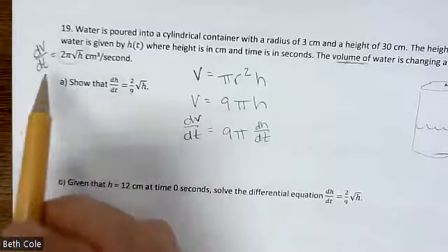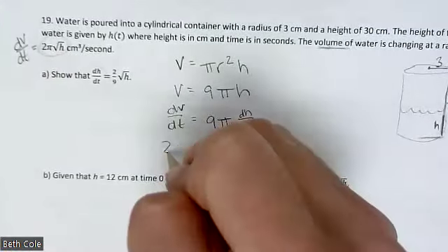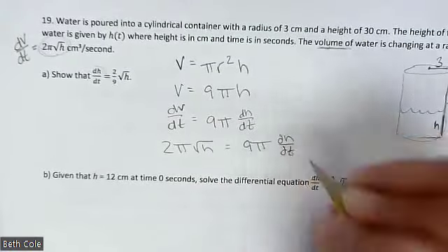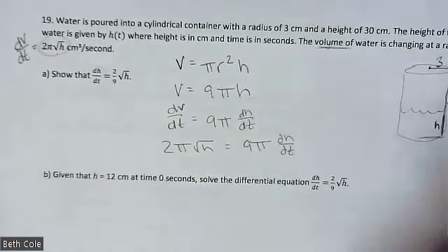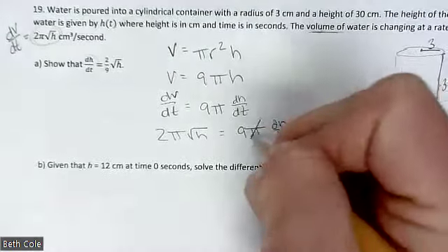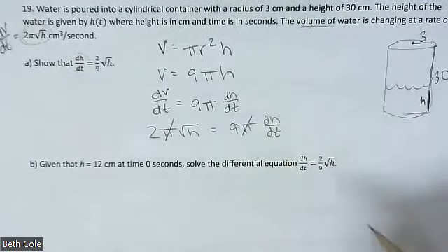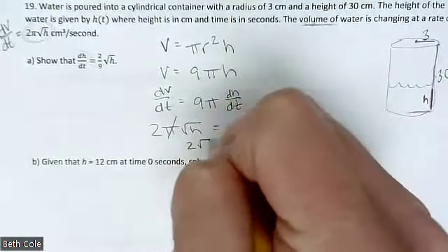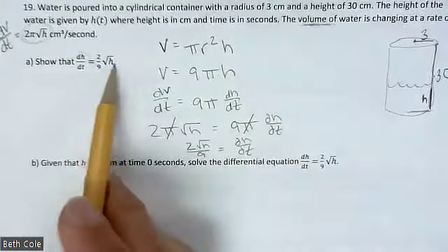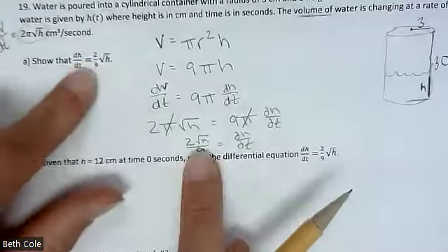All right, now what did they say dV dt equaled? 2 pi square root of h. So 2 pi square root of h equals 9 pi dH dt. What's going to cancel, thankfully? What have we got on both sides that's going to go away? Yeah, pi's are gone. And then you want to get dH dt by itself. So what would you do to get that alone? Divide by 9. Oh my gosh. Lo and behold, did that come out to what it says right here? Yes, it did. Do you see?